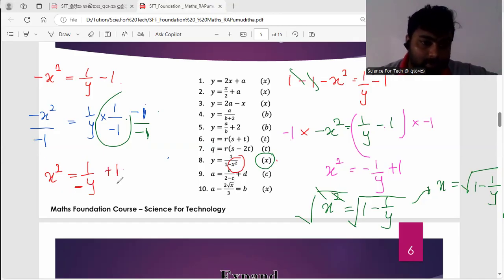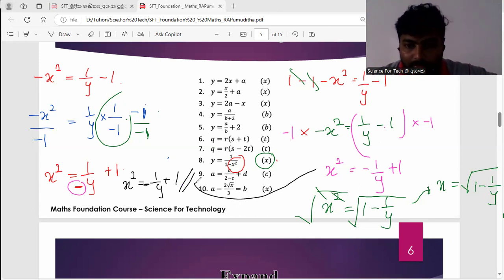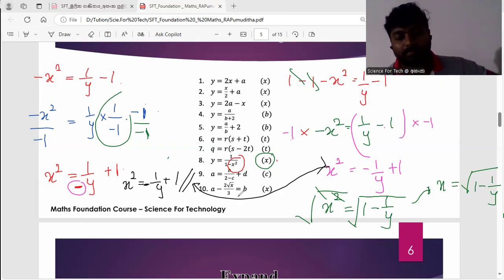Actually we do not keep the sign like this. This should be rewritten in this manner: x squared equals 1 divided by y, the sign should be in here, plus 1. Can you see? Okay, sir. Got it. They both answers are the same.